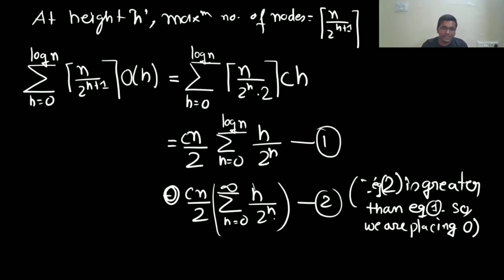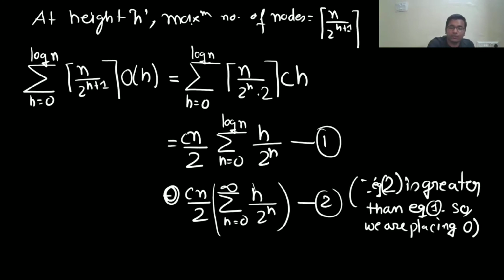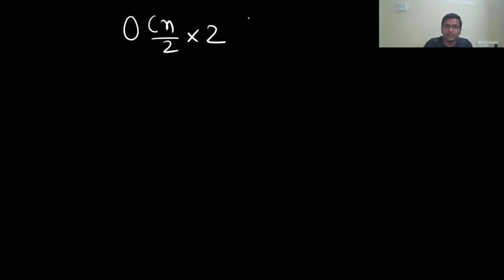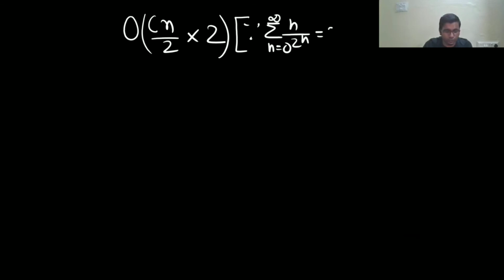Now you know this value is equal to 2. So in place of it, big O of c n by 2 times 2. Since the sigma h equal to 0 to infinity of h by 2 to the power h is going to be 2.